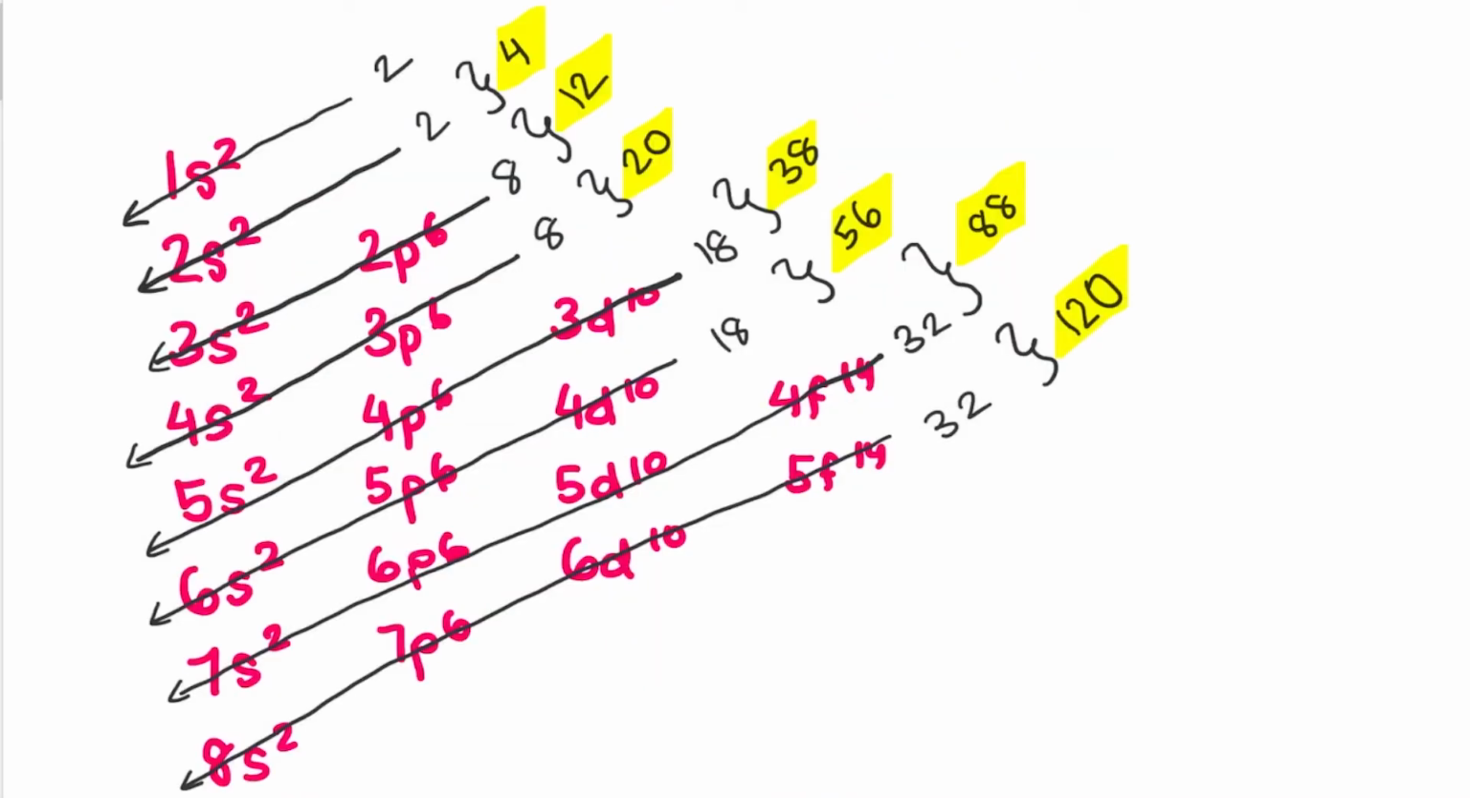Aside from that, the reason why we have highlighted until 120 is because there are only 118 elements so far in the periodic table. So the electronic configuration of the last element in the periodic table will only be until 7p6.